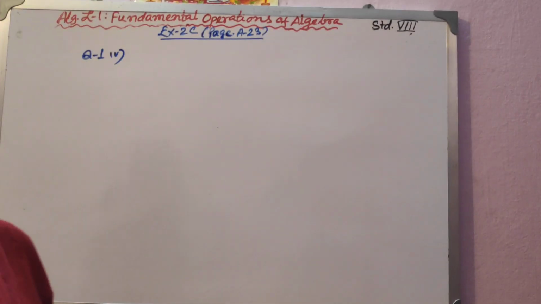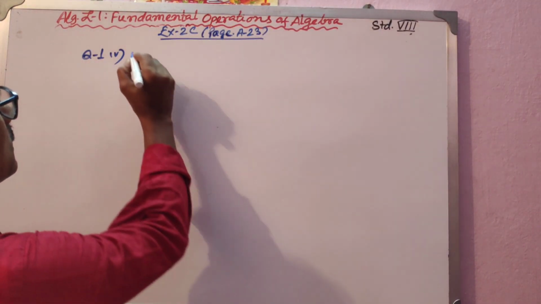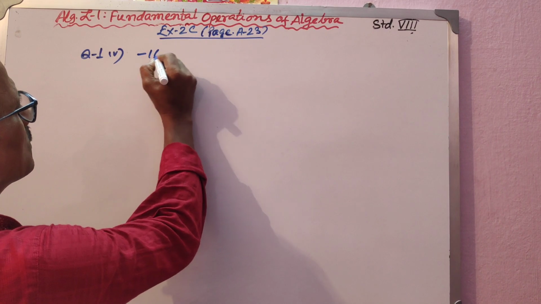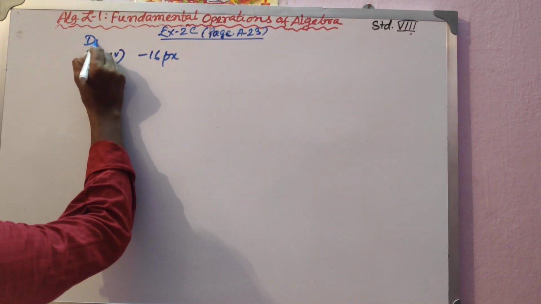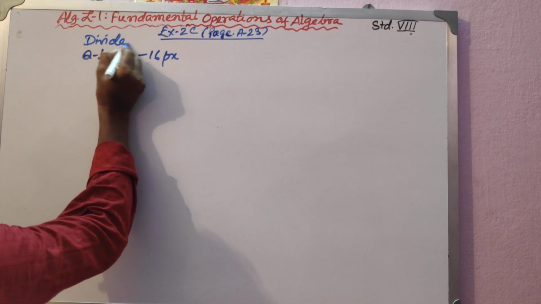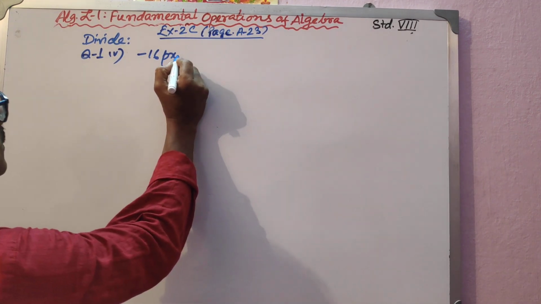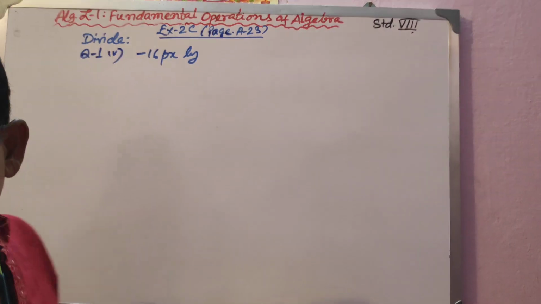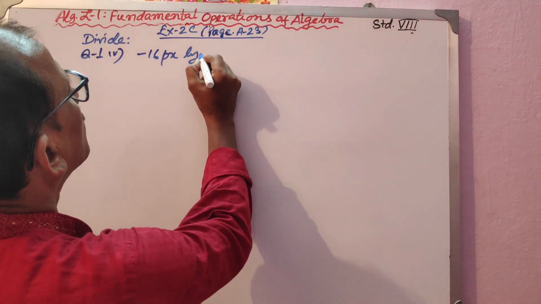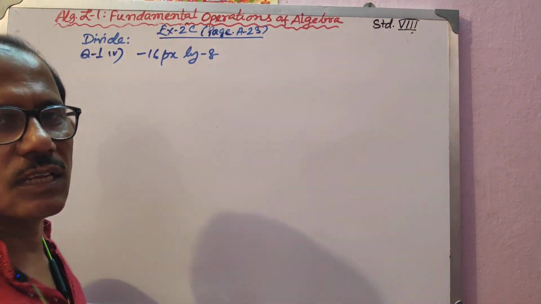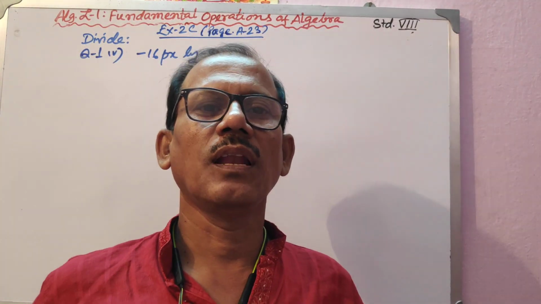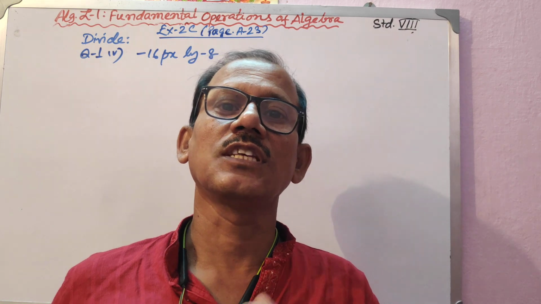The fourth one says minus 16 px divided by minus 8. You have to do the division. Divide is the word written. So divide minus 16 px by what? That is minus 8, that is the question. Very simple. Here the divisor is a monomial expression which is a constant term.